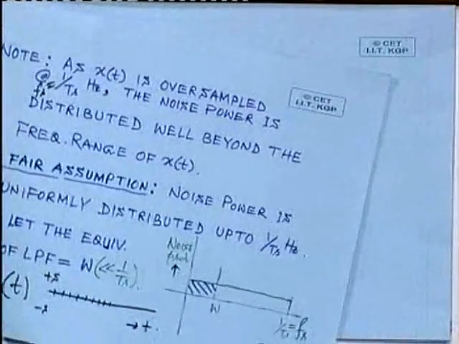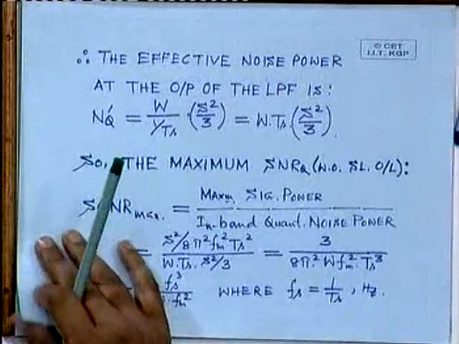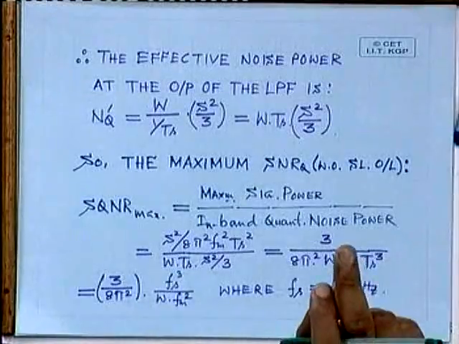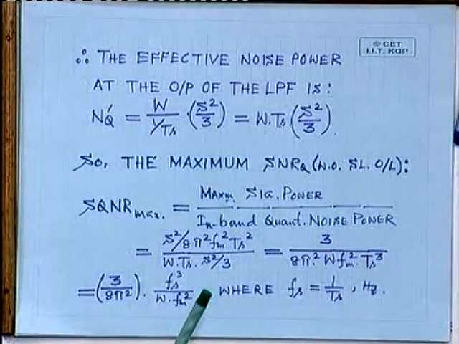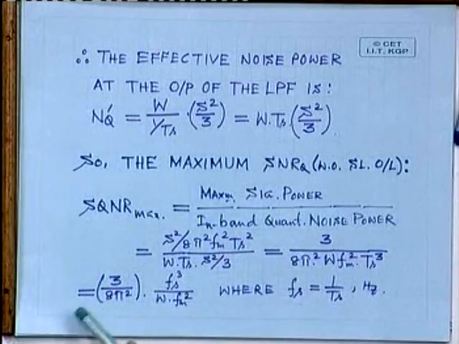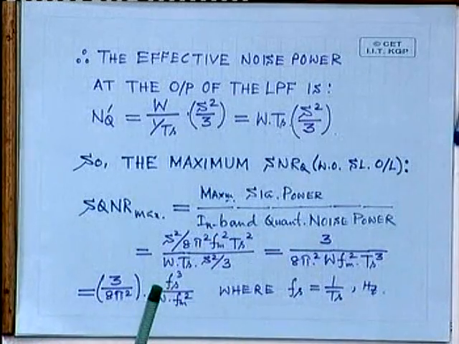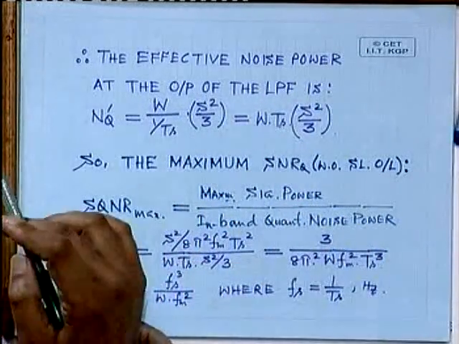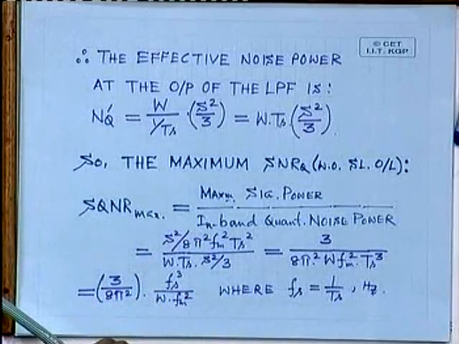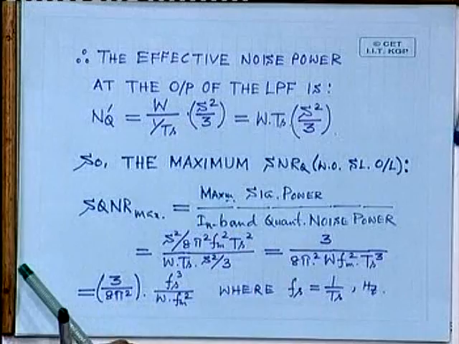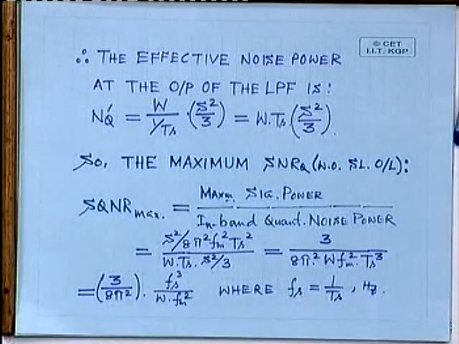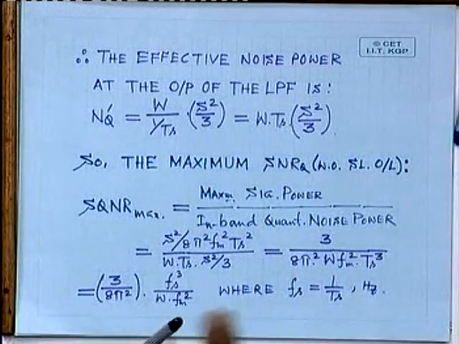So, the effective noise power at the output of the low pass filter, though the quantization noise power was NQ stretched over up to 1 upon Ts, the effective noise power which is going to affect the end user, the receiver, is a fraction of that, S square by 3. It is W by 1 upon Ts, as he said correctly. So, the effective noise power at the output of the low pass filter, this noise is the quantization noise, the granular noise I am talking about, is NQ prime, which is W by 1 upon Ts times S square by 3, which is W times Ts times S square by 3. Is that okay? It is fairly like that.